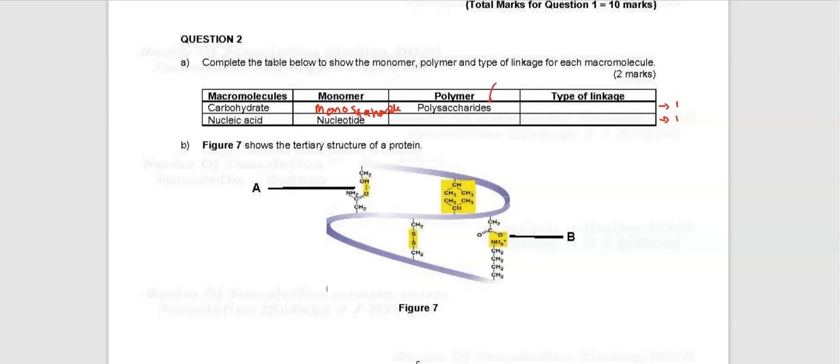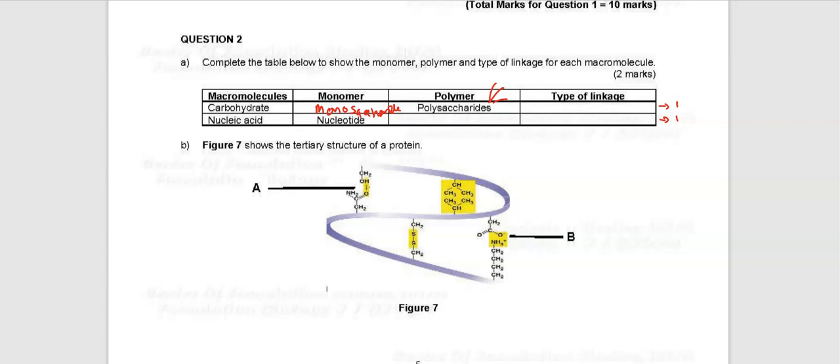You can have several types of polysaccharides. You can have starch, which is the storage carbohydrate for plants. You can have glycogen, which is the storage carbohydrate in animals, usually stored in the liver. And then you have cellulose, which is the component of the plant cell wall. And then you have chitin, which is the component of the exoskeleton of insects or arthropods.